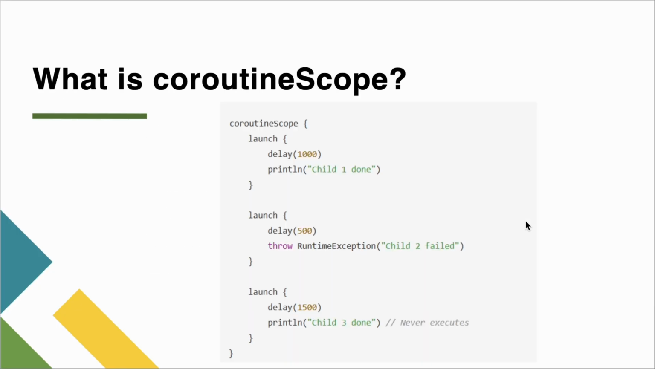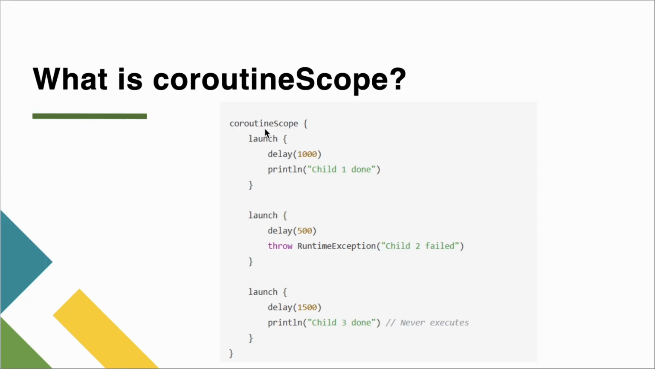So let's begin with a coroutine scope. Coroutine scope is the strict one, okay? Think of it like a strict desi parent. If one child fails, everyone gets punished, okay? So inside a coroutine scope, if any child or any coroutine throws an exception, the entire scope gets cancelled, okay? Let's try and understand with an example.